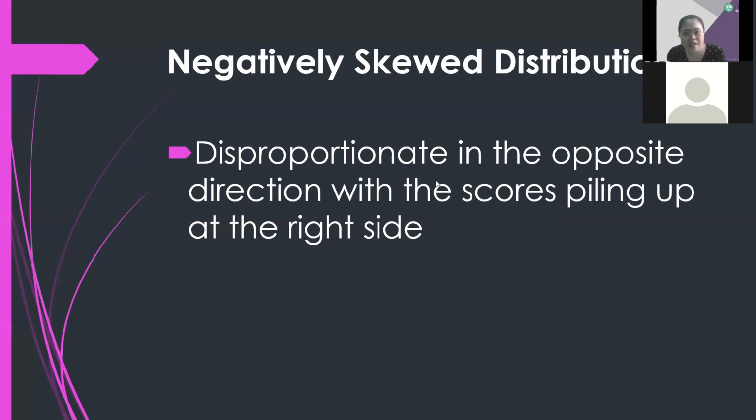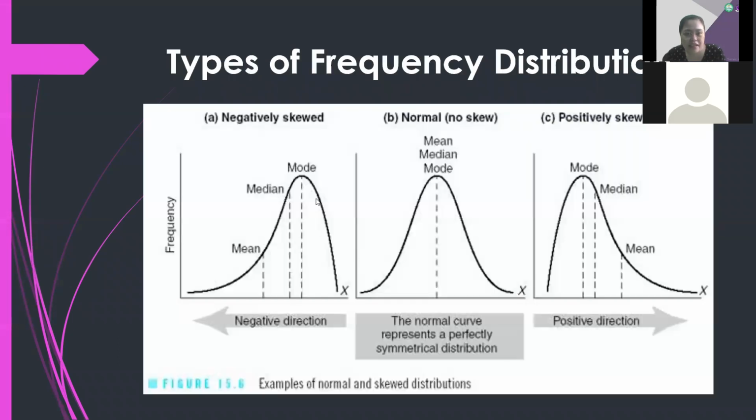So this one is still disproportionate wherein the scores are piling up at the right side. Okay? So balikan natin. So this one is the right side here. The scores are mostly found here on the right side of the graph, and then you will have a little remaining here on the left side. Ang sa positively skewed, the scores are piling on this left side of the graph. So hindi siya perfectly distributed. Okay? Yung mga collected data natin.